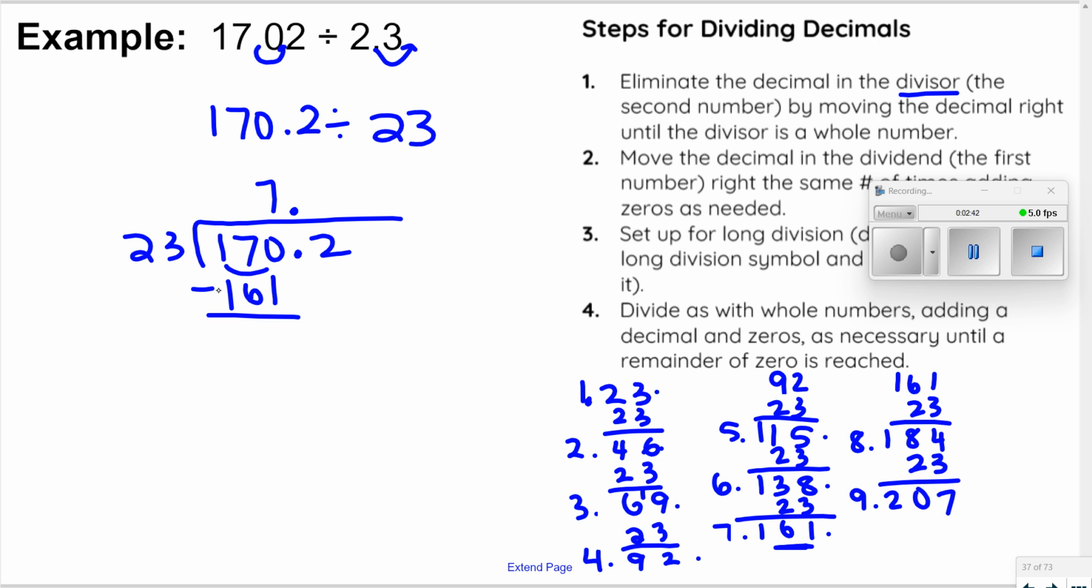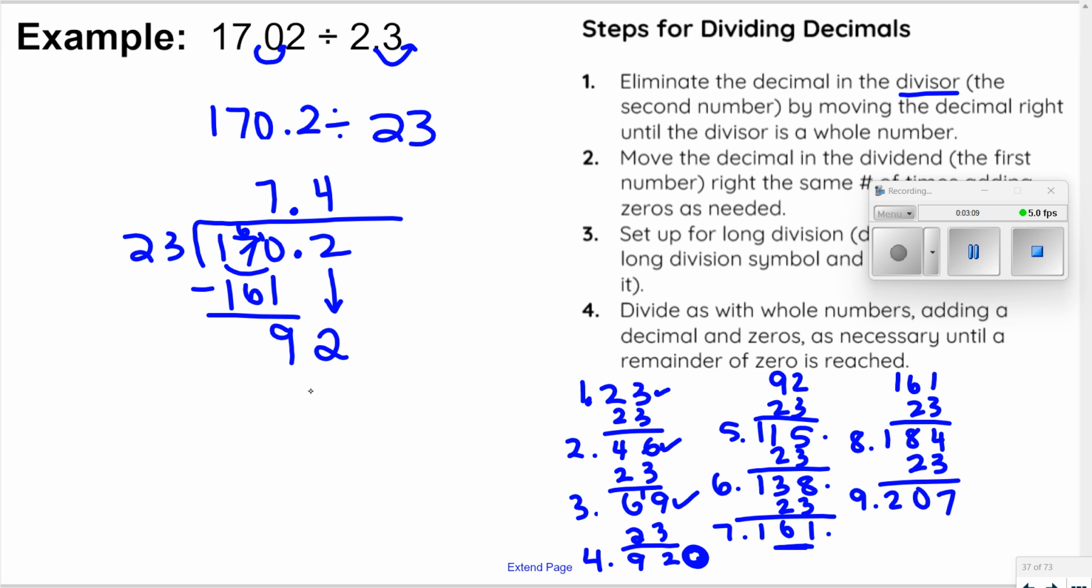And so now I subtract. So 170 take away 161 is 9, or if you prefer, you can again do that borrowing, and then 10 take away 1 is 9. Okay, and then I bring down the 2. So how many groups of 23 are there in 92? Let's use that strategy again. So it's not 23, it's not 46, we can go higher, it's not 69. Look at that, it's exactly 92, which means it goes in there 4 times.